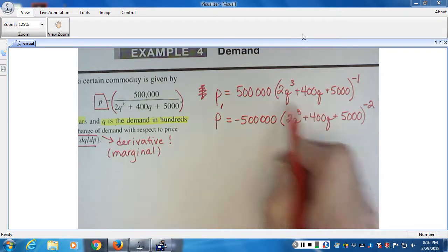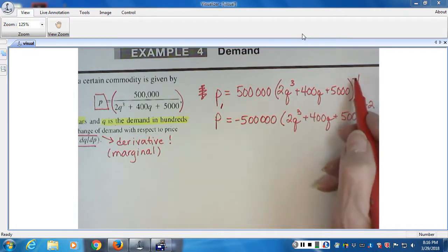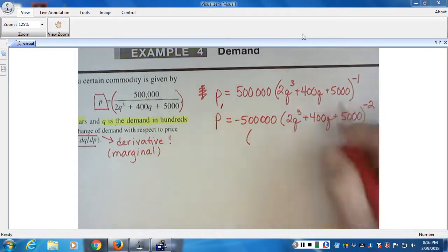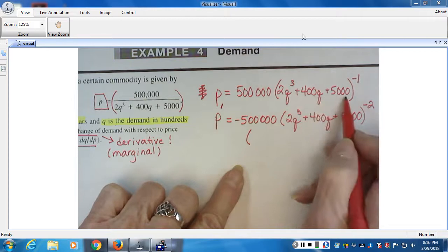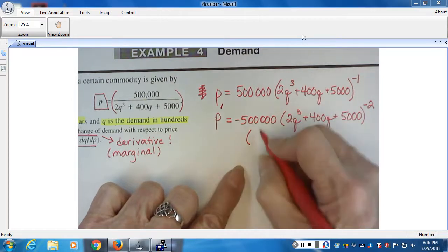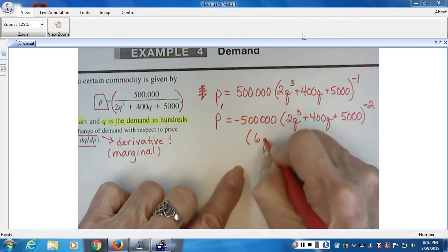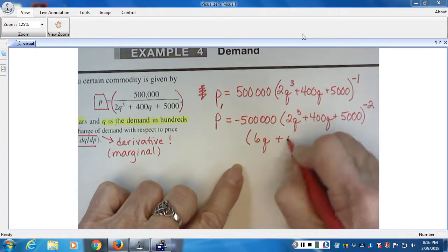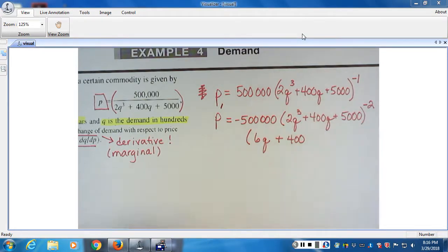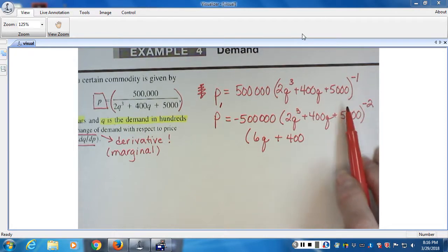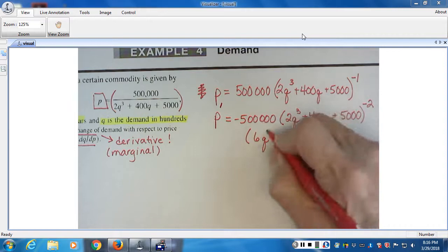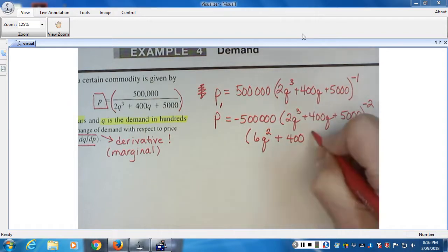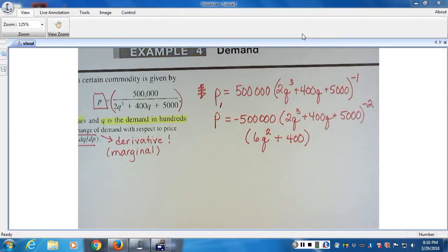But because this is inside parentheses with an exponent on the outside, this is chain rule. So we need to multiply that by the derivative of this, which is 3 times 2 would be 6Q plus 1 times 400 is 400, and then Q would be to the 0, so it disappears. And then the derivative of 5,000 would be 0, so we're done right there. Okay?